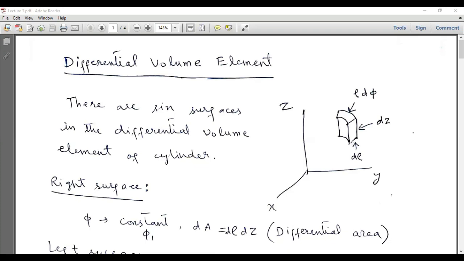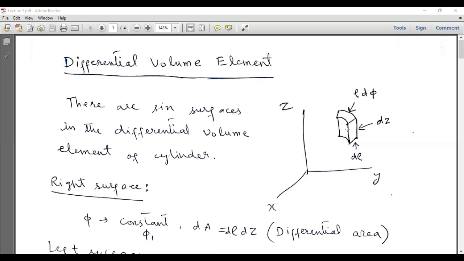Okay, so this is the right surface, this is the left surface, this is the top surface, this is the bottom surface, and this is the inner surface, and that is the outer surface which is actually at the back side. Now we have to calculate the surface area of each surface. So there are actually total six surfaces, and the surface area of each differential surface can be calculated using the formula which we have just discussed.